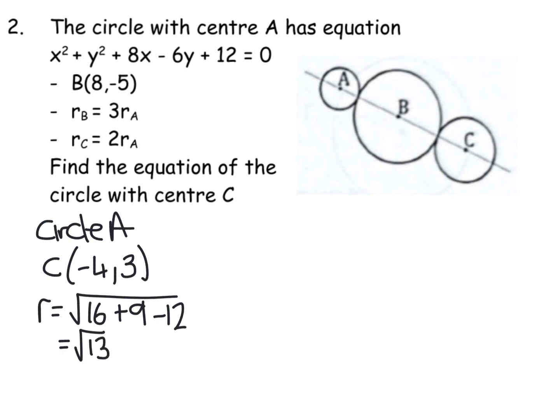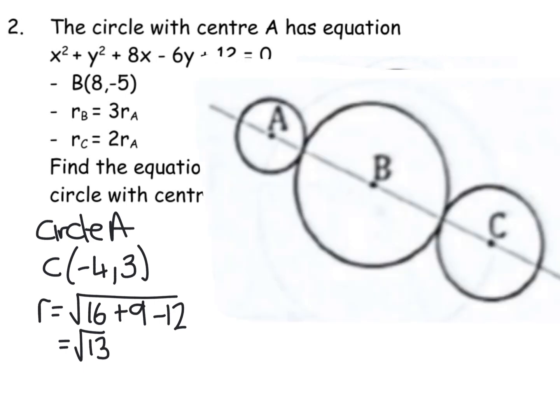Okay, right, I need to draw this a little bit bigger, so I'm going to enlarge my picture. So I've just enlarged it so I can put a wee bit more information on it. So let's put on what we know. We know that circle A has a radius of root 13. So this has a radius of root 13.